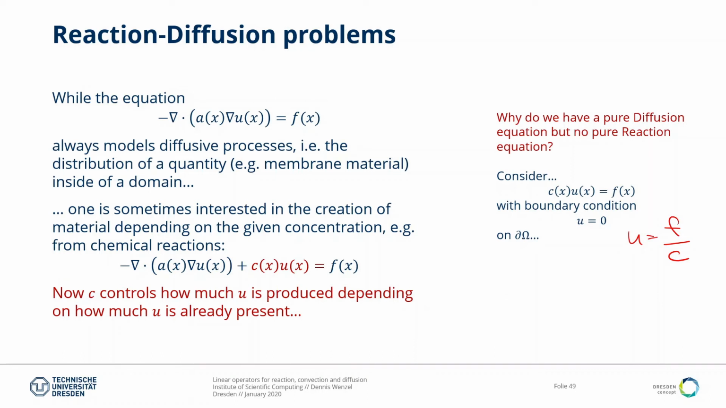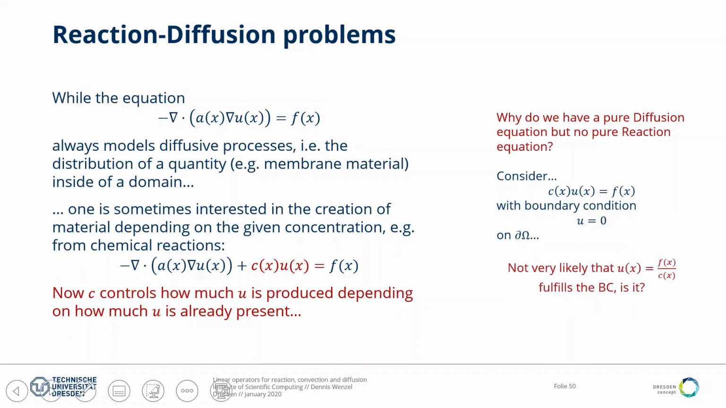So U is just written down like this, and if this fulfills the boundary condition, you're lucky, but if it doesn't fulfill the boundary condition, there's just nothing you can do. And that's why it doesn't really make sense to consider pure reaction equations, because they are not differential equations in a sense, there is no derivative involved here, and then it also gives problems with the boundary conditions.